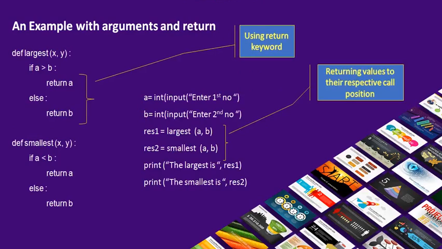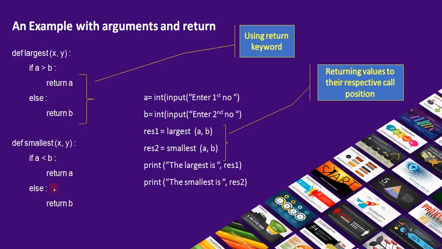I have shown you here with argument and return. So in this case I took two functions, one is largest and one is smallest, having two parameters x and y. So here I am finding out the largest, a greater than b. Sorry, it has to be x greater than y. Then return x or return y. So in this case, definition smallest. So x y is written. So it has to be x y as well. So return x as well as return y.